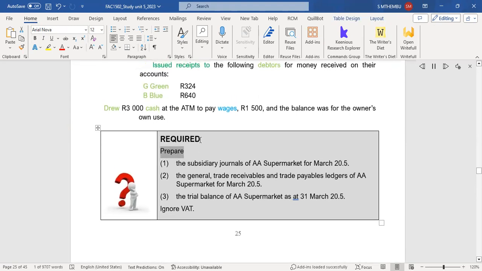Required. Prepare the subsidiary journals of AA Supermarket for March 20.5. The general, trade receivables, and trade payables ledgers of AA Supermarket for March 20.5. The trial balance of AA Supermarket as at 31 March 20.5. Ignore VAT.